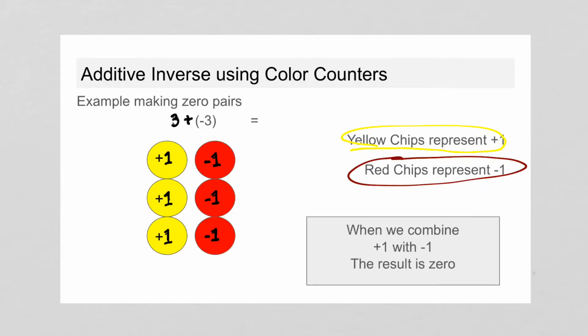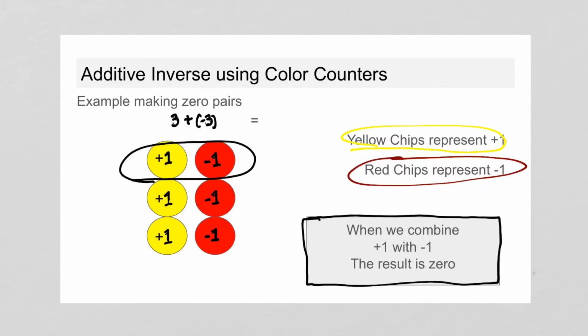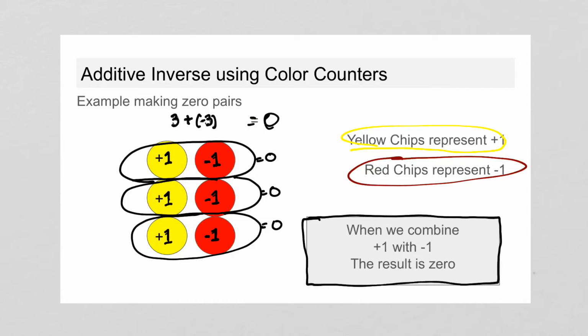Well, on a number line, we saw that we started at the right, and then we went backwards, and we ended up at 0. If we're using our chips, or our color counters, we know that when we combine plus 1 and minus 1, so 1 minus 1, the result is 0, right? So if I group these together, they equal 0. And I group these together, those equal 0. And I group these together, those equal 0. So all of those combined together just equals 0.